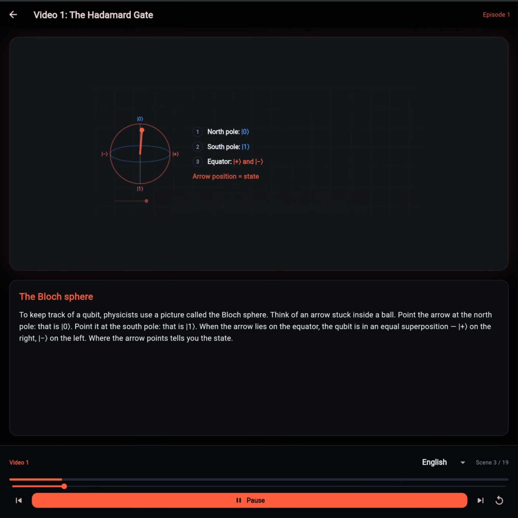To keep track of a qubit, physicists use a picture called the Bloch sphere. Think of an arrow stuck inside a ball. Point the arrow at the North Pole, that is 0. Point it at the South Pole, that is 1. When the arrow lies on the equator, the qubit is in an equal superposition, plus on the right, minus on the left. Where the arrow points tells you the state.